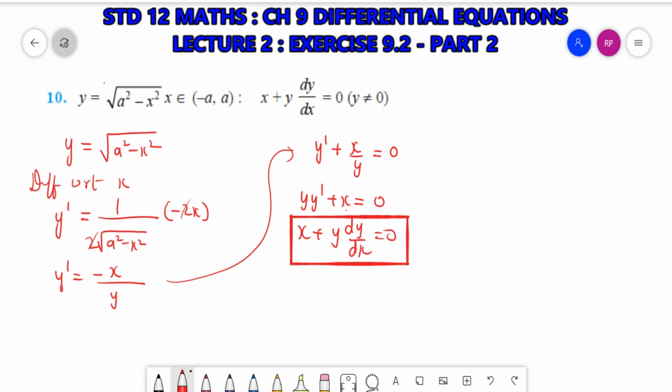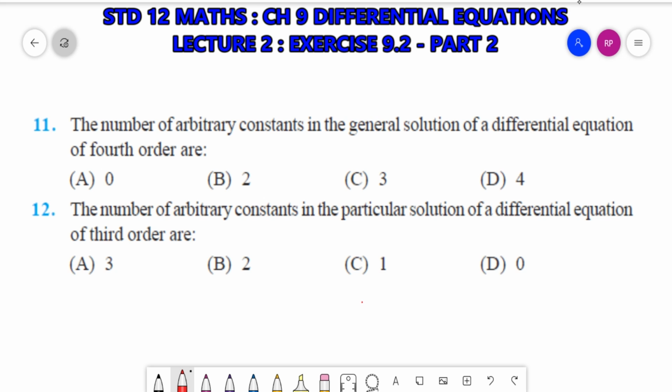Now let's move to the next questions, 11th and 12th, which are the last two for this exercise, which are MCQs. Question number 11. The number of arbitrary constants in the general solution of a differential equation of fourth order. Now see, it is of fourth order means 4 times derivative have been taken. That means there will be 4 constants. If it is second order, 2 constants. Third order, 3 constants. So number of constants in the general solution is equal to the order. Means if nth order is there, then n number of constants. So as it is fourth order, so 4 constants.